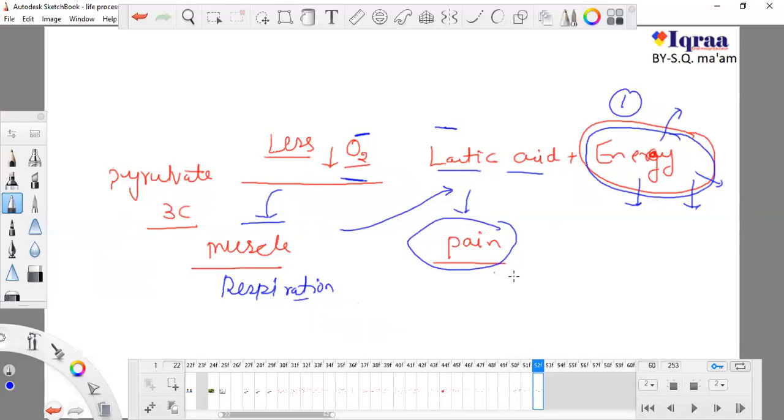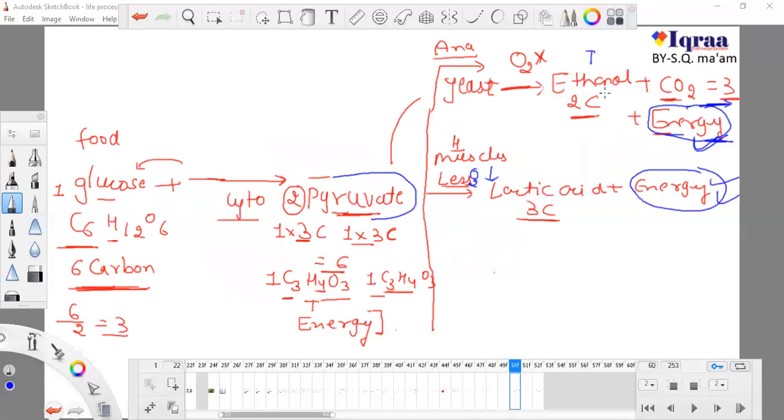Whenever you work very hard for a longer time and you have less oxygen, remember, your body will change the mode of respiration, the mode of energy production will be changed. One purpose needs to be solved, that is the production of energy. And for the second purpose, it doesn't matter what else is produced. The main thing is the production of energy. So your body is following another path, and at the same time it just produces lactic acid in less oxygen.